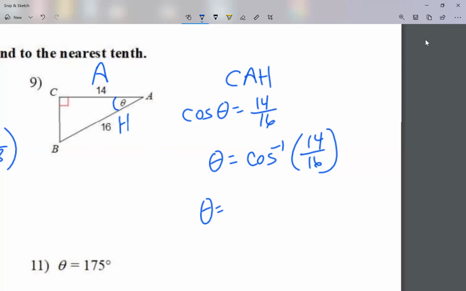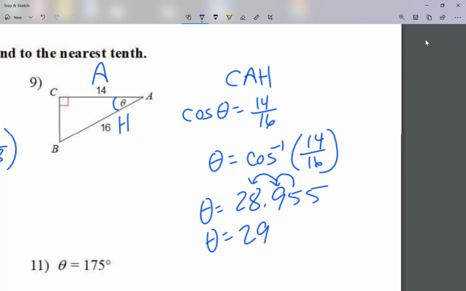I'm going to type this in using my calculator. Make sure you guys have it on degrees. I'm going to round it to 1 decimal place. I have 28.955 and on. So I know this 5 pushes this 9 over, but I'm not going to call it 28.10 because that's 28.1. This 9 is at the limit, so this 9 actually ends up pushing this 8. So I'm going to say my theta is 29.